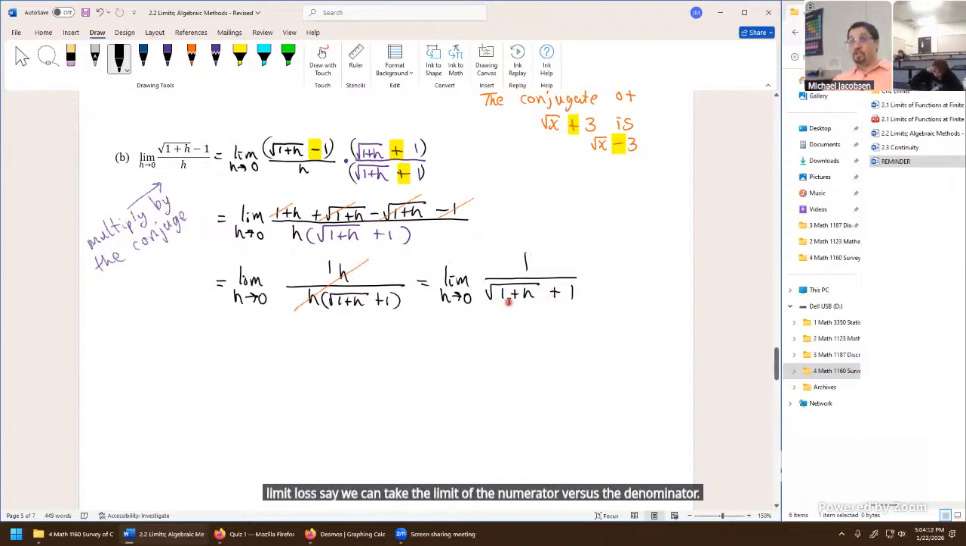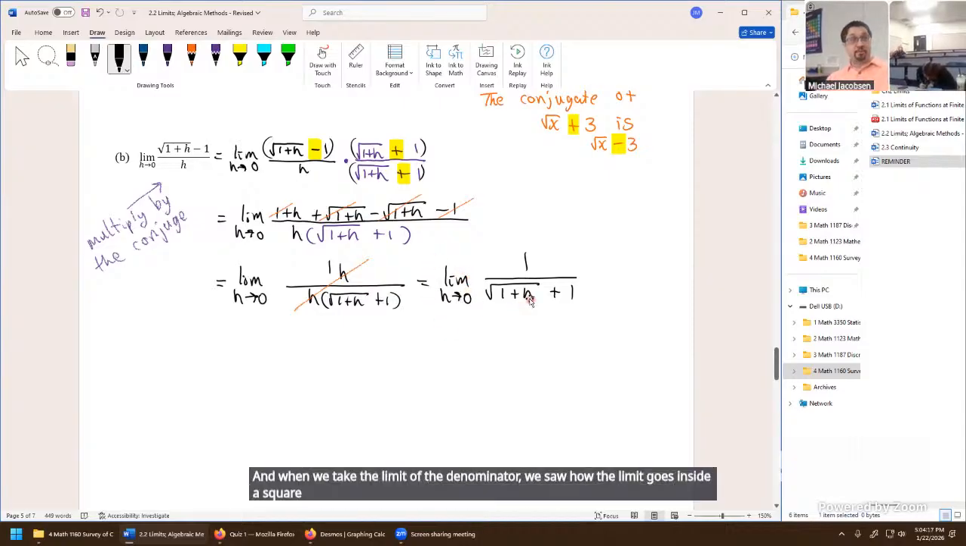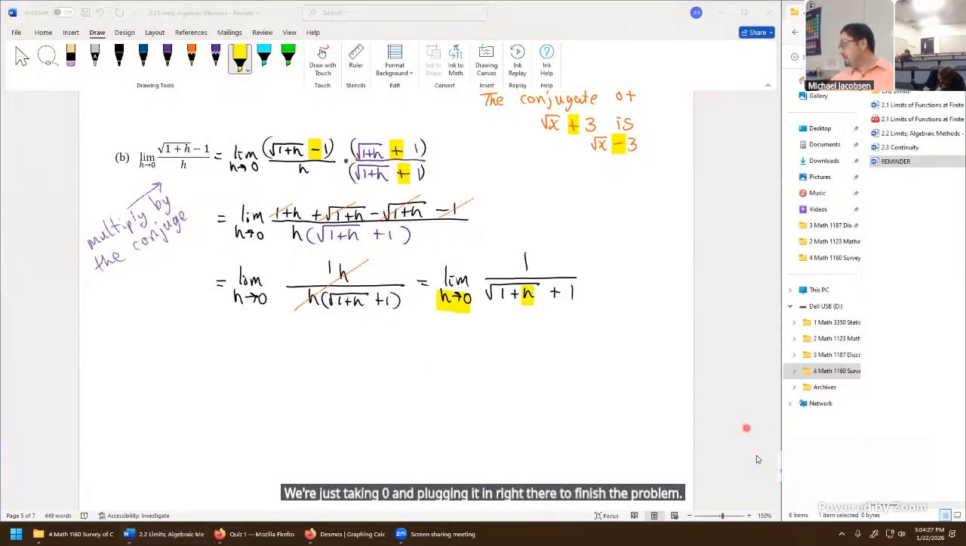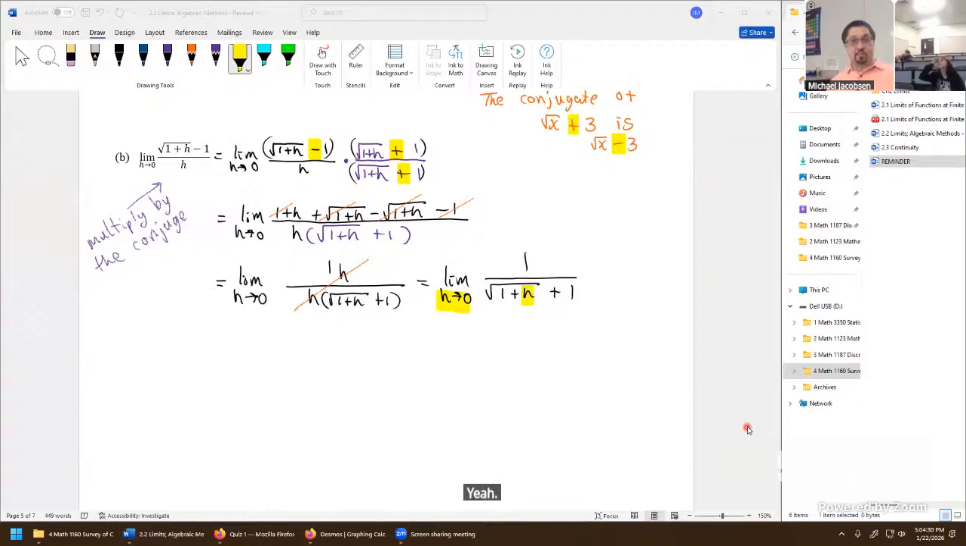And when we take the limit of the denominator, we saw how the limit goes inside a square root or cube root or any root whatsoever. And then this just becomes a polynomial. The end effect is we're just taking 0 and plugging it in right there to finish the problem. Yeah, exactly. This comes in as 1/4 right after that direct substitution. So let's make that step happen.